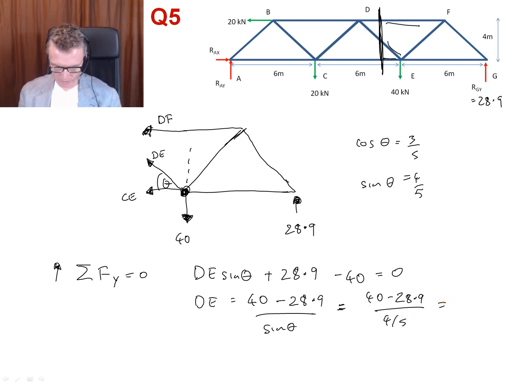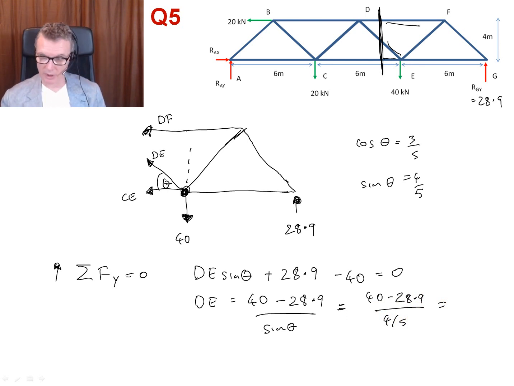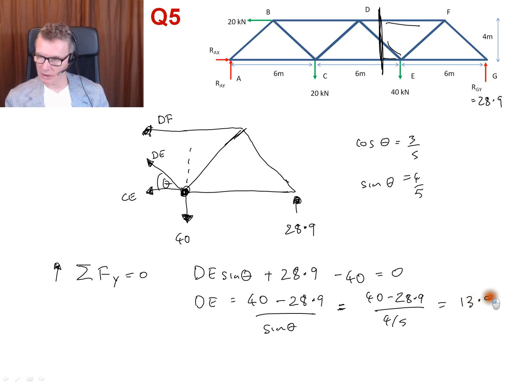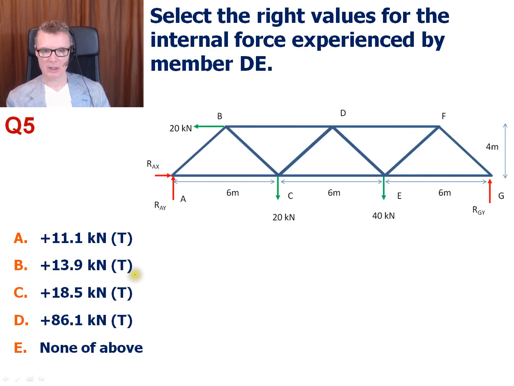So we've got 40 take away 28.9, divided by 4 divided by 5. And that gives me 13.9. It's a positive number, so I'm expecting it to be in tension. So do I have a 13.9 in tension? Yeah, I can see one there. So I'm going to choose B.